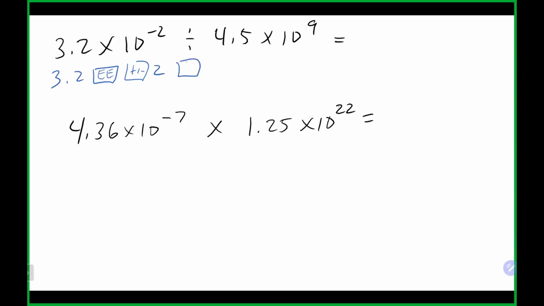You then would obviously hit your divide button, 4.5, once again, exponent button. This is a positive exponent here, so we don't need the negative, and you would just go 9 and hit equals. And if you do all that, you should get, what we got there? We'll go 7.11, a bunch of ones.